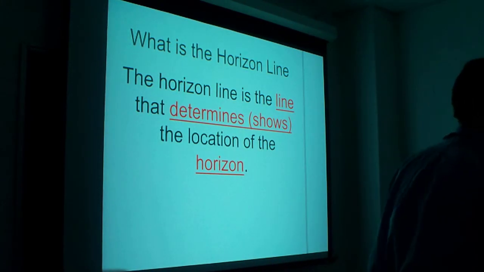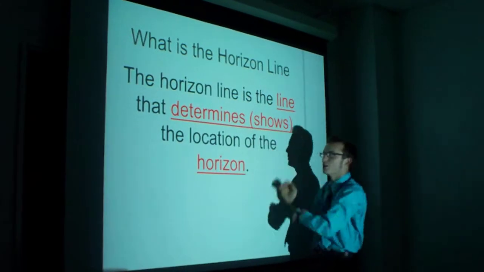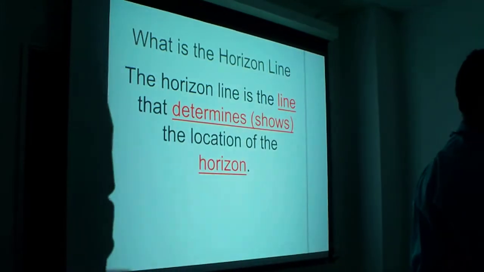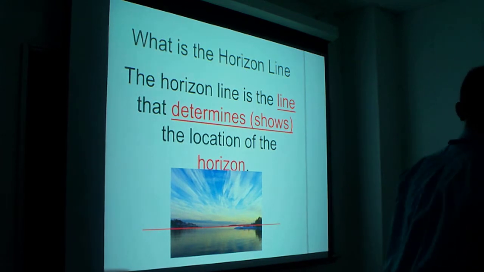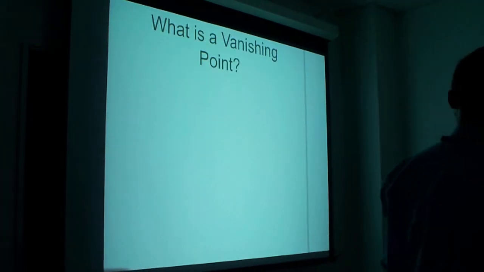The horizon line is a line that determines or shows the location of the horizon. I'm going to write that down. You should be. Oh, that's the horizon.